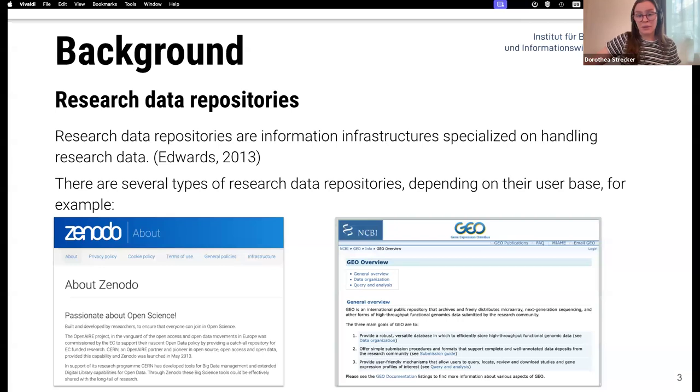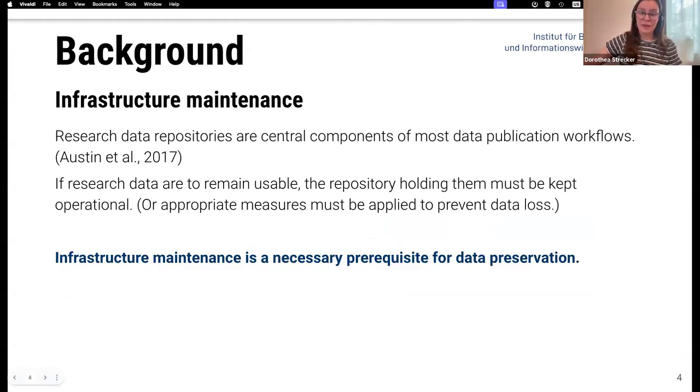Or you might also be familiar with repositories such as Gene Expression Omnibus, which is a discipline-specific repository that focuses on sequencing data, so a very specific area of research and specific data type. And as you all might know, funders, journals, and other stakeholders are increasingly mandating the publication of data on which publications are based. And research data repositories are central components in the majority of publication workflows for research data. For example, these repositories make sure that data can be found, accessed, and remain usable.